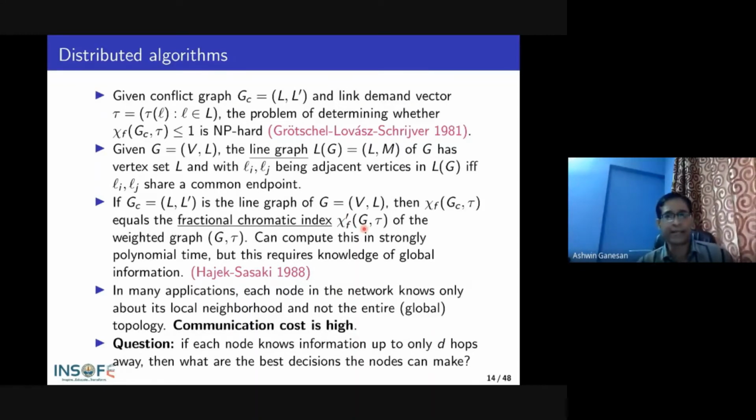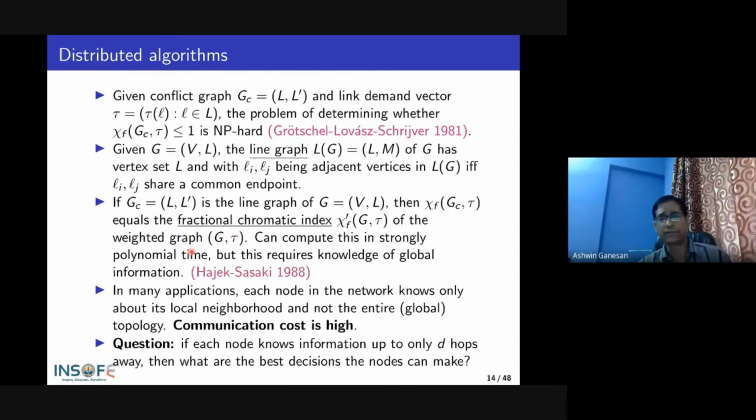Sort of like saying that the chromatic number of the conflict graph, if the conflict graph is the line graph of G, then you know that the chromatic number of the line graph is the same as the chromatic index of the graph itself. So similarly, the fractional chromatic number of the conflict graph is the same as the fractional chromatic index of the network graph G. It turns out that you can actually compute the fractional chromatic index of an edge-weighted graph G in polynomial time.